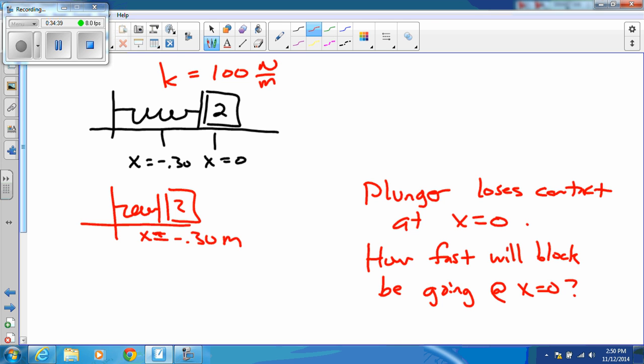5 newtons per meter? 5 newtons per meter would give us a really, really slow speed.